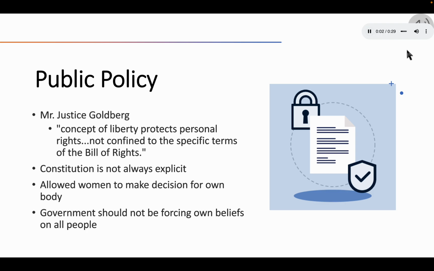The removal of this public policy was best described by Mr. Justice Goldberg, who said the concept of liberty protects personal rights not confined to the specific terms of the Bill of Rights, meaning the Constitution is not always explicit with its words. With this discovery, women were finally allowed to make one more decision for their own bodies. The people of the court realized the government has no place in forcing their own beliefs on all people.